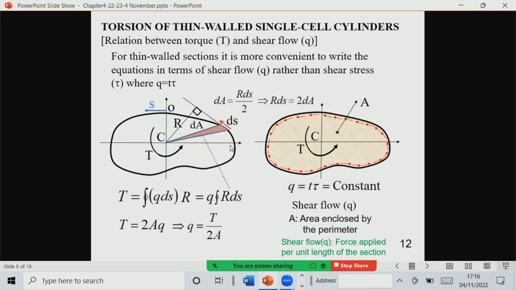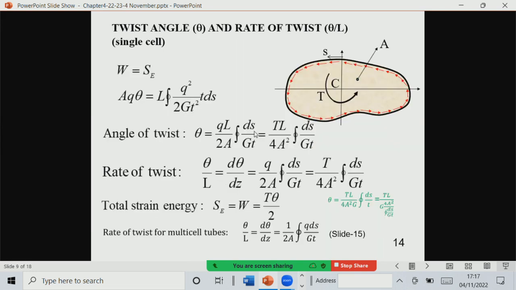And based on the equilibrium, or equating the torque applied to the resisting torque, I showed you that the torque is equal to 2 times the area enclosed by the perimeter, not the cross section. The area enclosed by the perimeter is empty space. This is called A. The torque applied is equal to 2 times A times the shear flow, or Q is equal to T divided by 2A, where A is this pink area, this hollow area. The cross-sectional area of this tube, say if it is subject to axial loading, is this black area. So this is the equation relating the shear flow and the torque applied.